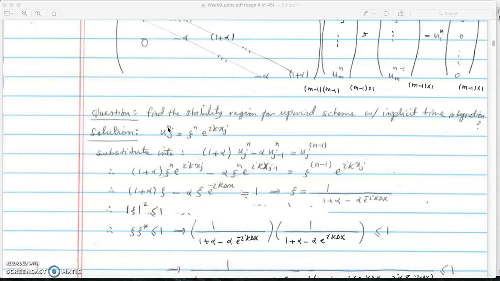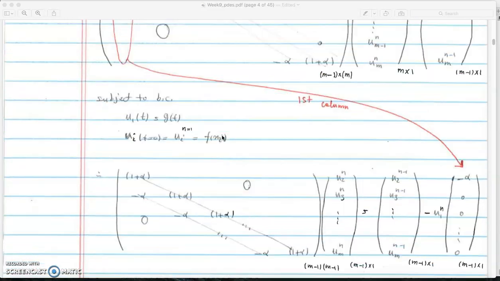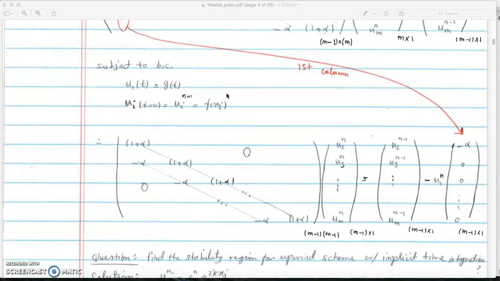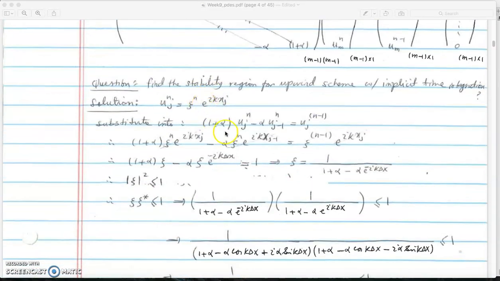Alright, so we're going to substitute all of our terms u_j^n by C raised to the n power times the exponential of i k x_j. That means we have to replace all these terms in here using the expression we have here. So that's the equation we have. We're going to plug in these terms in here.